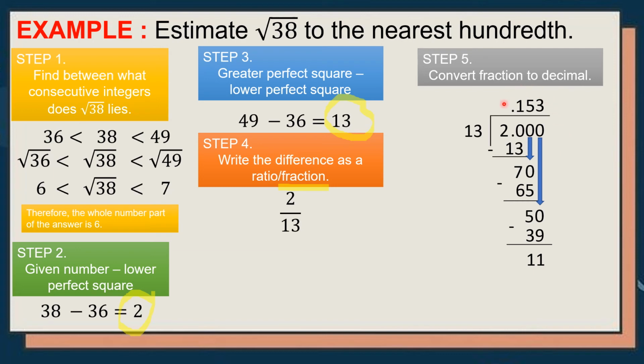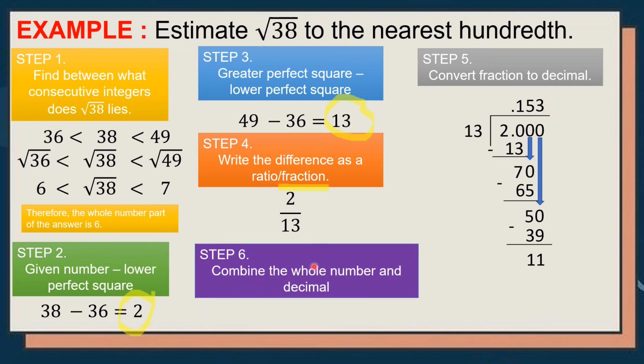We can stop here since we already have three digits after the decimal point. The last place value of our digits after the decimal point is thousandths. Three decimal places is enough, since we will estimate the square root of 38 to the nearest hundredth only. At least we can now see whether we have to round it up or round it down. So that is for step number 5. We already converted this fraction into a decimal.